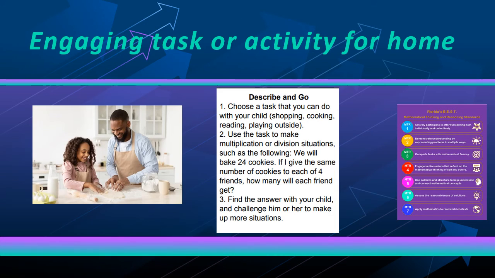Here's an at-home activity. It's called Describe and Go from the parent letter in STEMscopes. In this activity, parents simply choose a task that they do regularly with their child and then come up with a multiplication or division situation to go along with it. For example, we will bake 24 cookies. If I give the same number of cookies to each of 4 friends, how many will each friend get? This connects to MTR 7, applying mathematics to real-world connections.